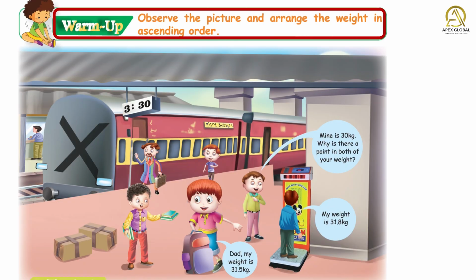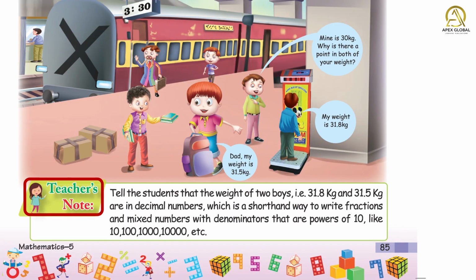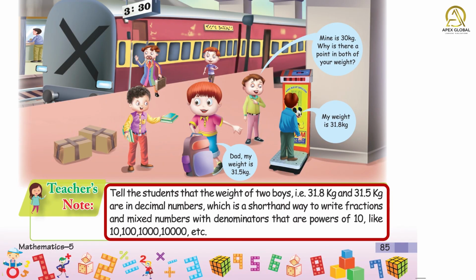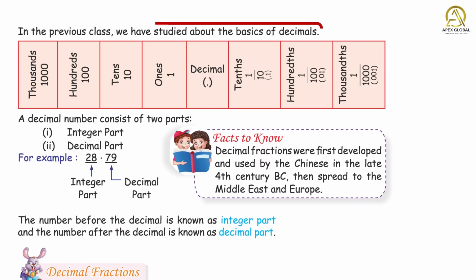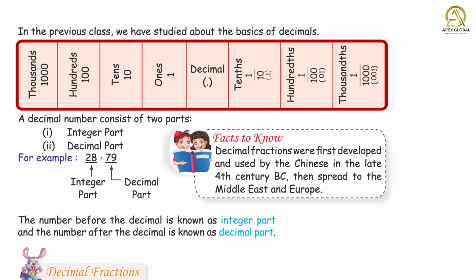Warm up. Observe the picture and arrange the weights in ascending order. Teacher's note: tell the students that the weights of the two boys, 31.8 kg and 31.5 kg, are in decimal numbers, which is a shorthand way to write fractions and mixed numbers with denominators that are powers of 10, like 10, 100, 1000, 10,000, etc. In the previous class, we studied the basics of decimals: thousands, hundreds, tens, ones, decimal, tenth, hundredth, thousandth.